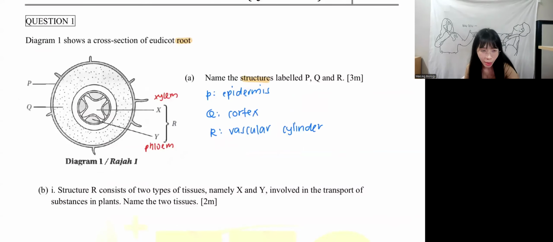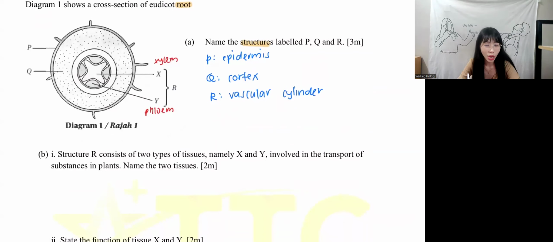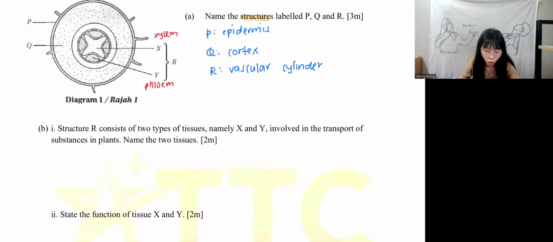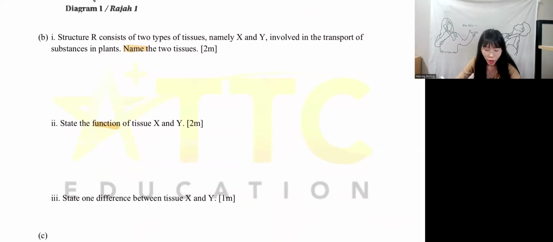Structure R consists of two types of tissue, namely X and Y. So we have to answer for X and Y already because they asked you to name the tissue. Then they asked you to write the function of the tissue. Xylem X transports what? Transports water and minerals. From where to where?